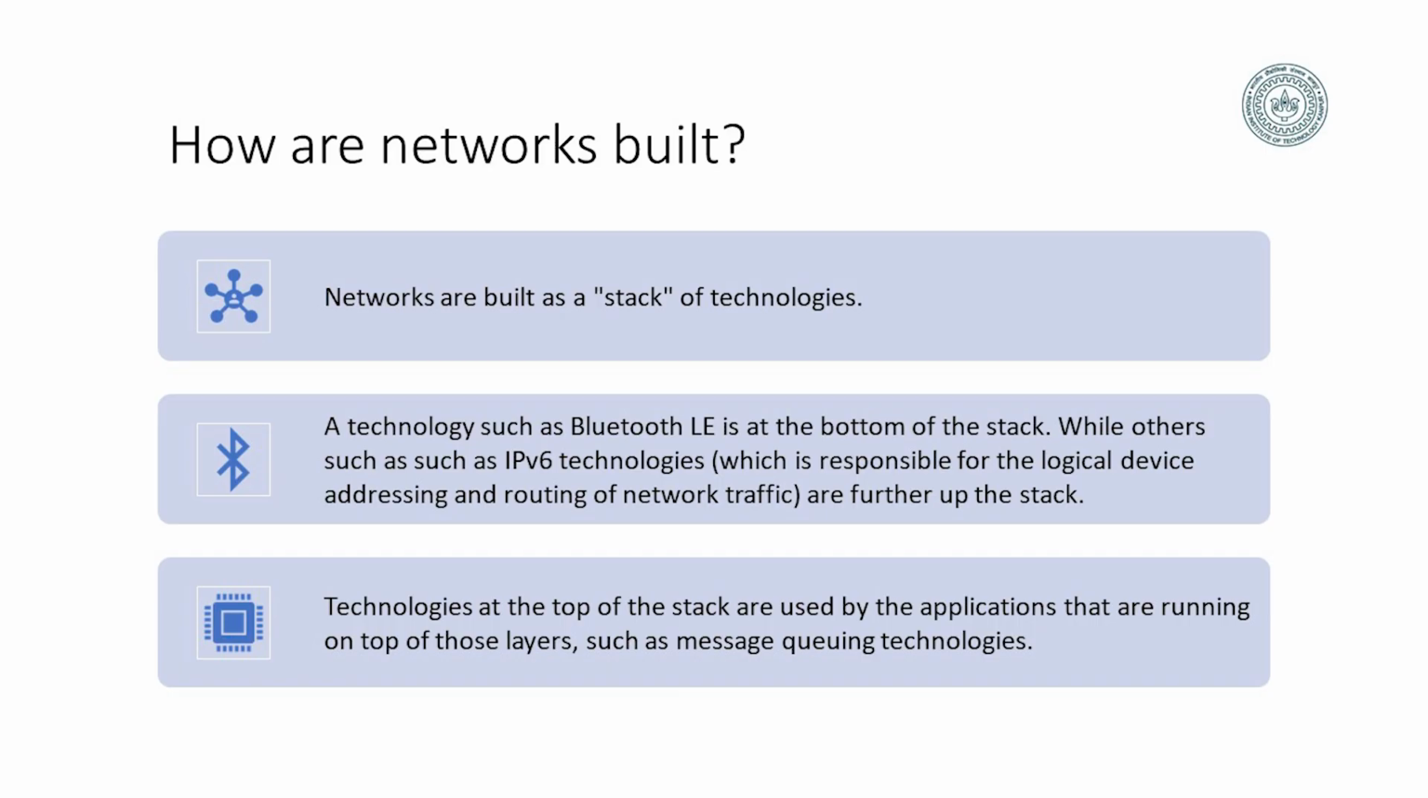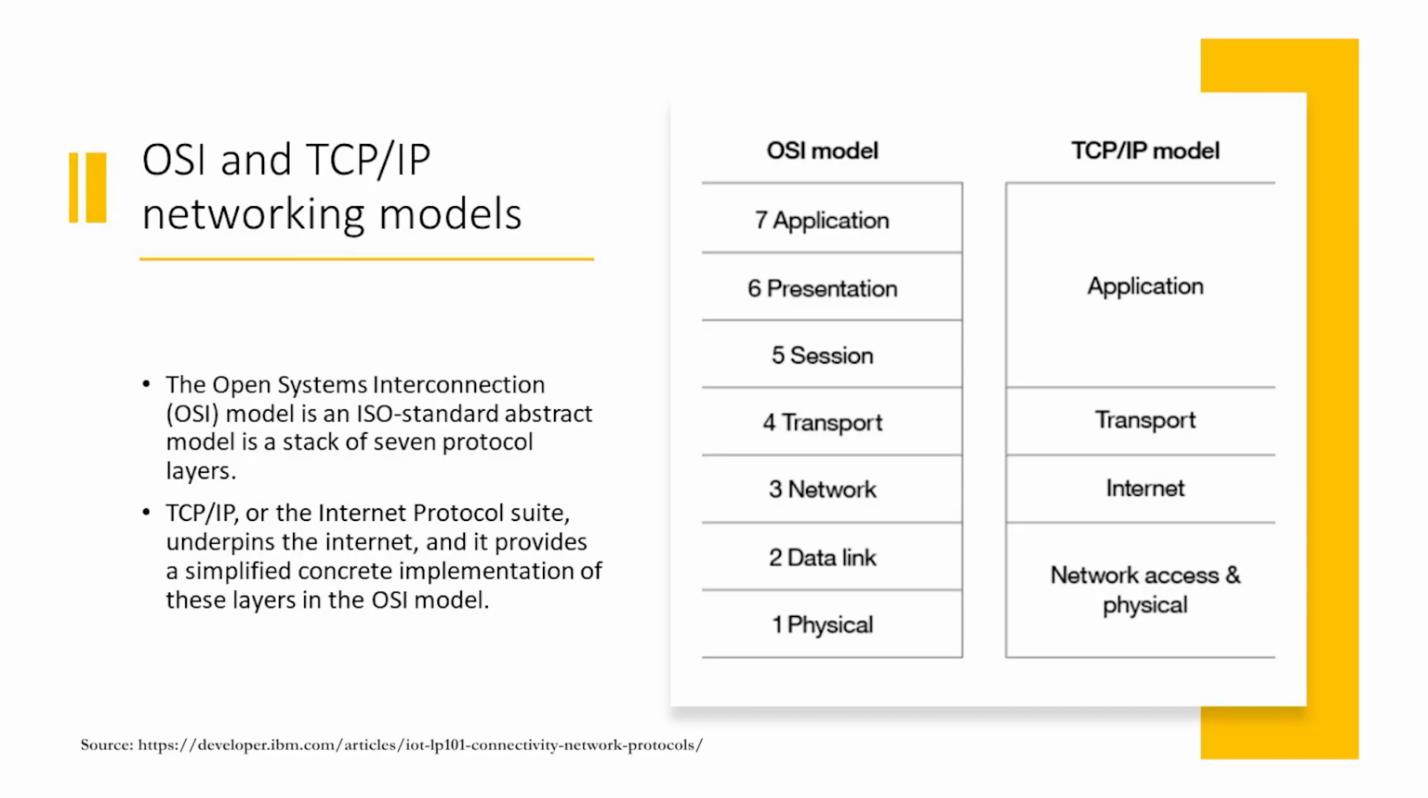There are two important networking models. One is the OSI model and the other is the TCP/IP model. The OSI model is the Open Systems Interconnection model. It is an ISO standard abstract model. It is a stack of 7 protocol layers: physical, data link, network, transport, session, presentation, and application.